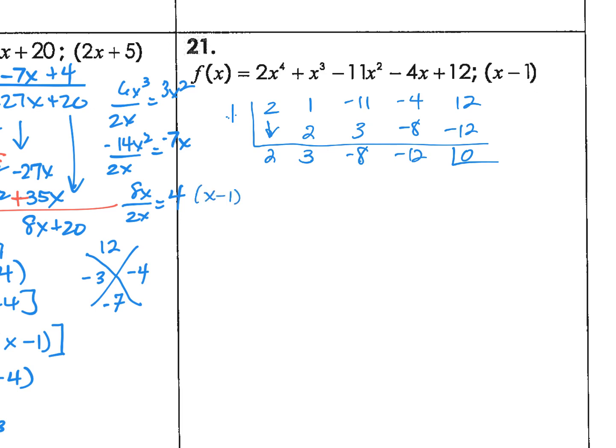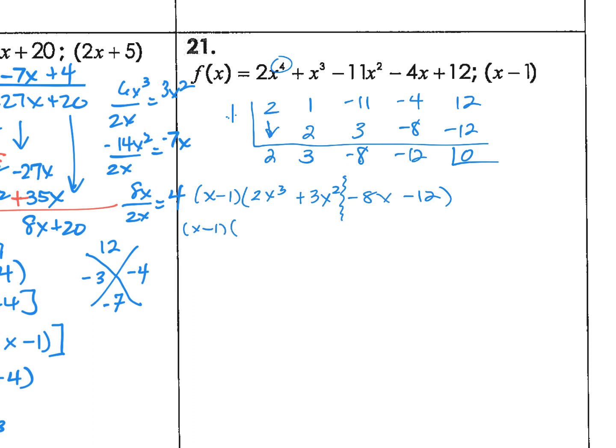X minus 1, and since this was x to the 4th, this first term must be what? X cubed, right? So 2x cubed. So now we have 2x cubed plus 3x squared minus 8x minus 12. Now what? What's the only thing we have available to us at this point? By grouping. So we're going to split that down the middle.